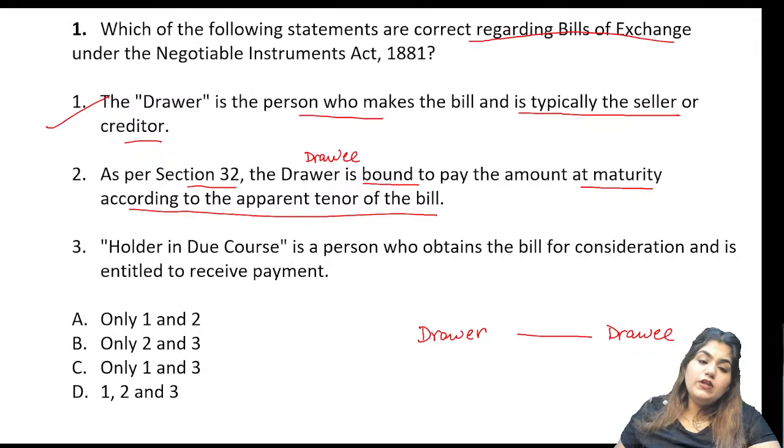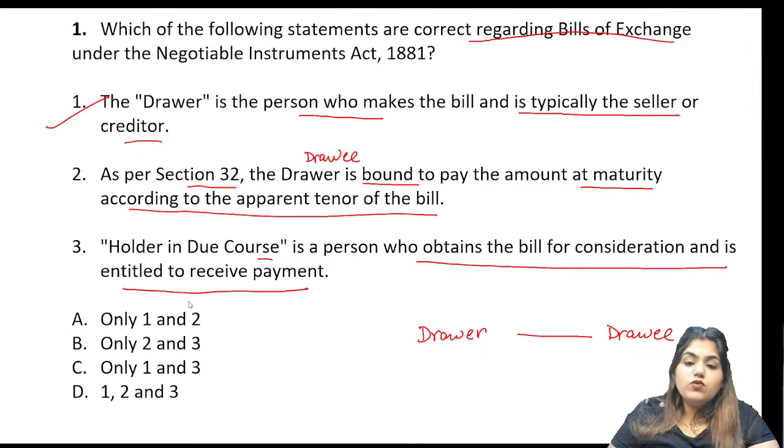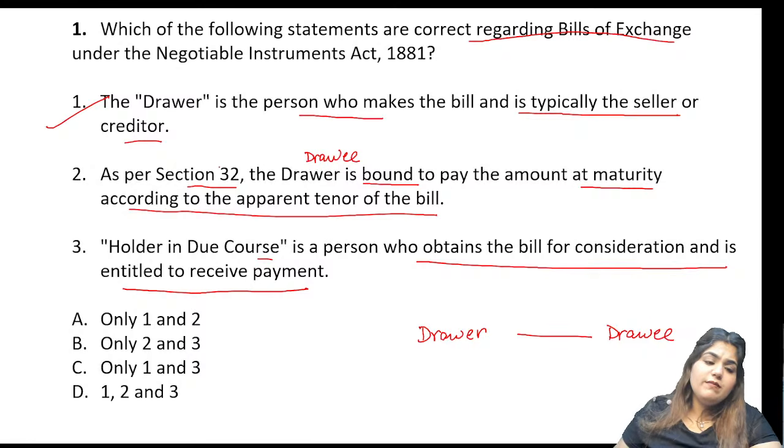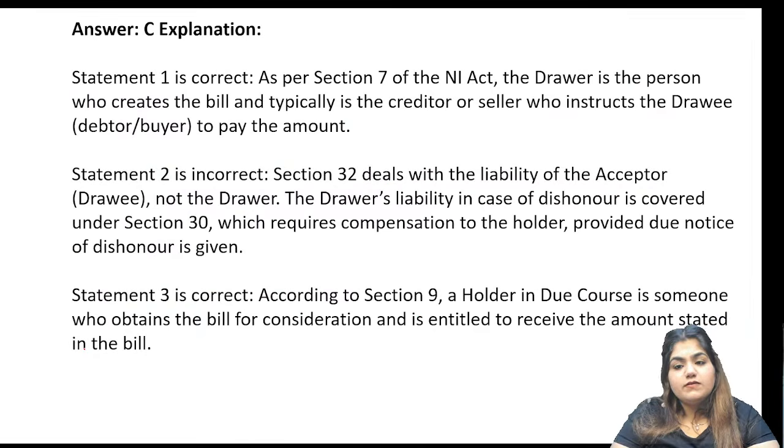Holder in due course is a person who obtains the bill for consideration and is entitled to receive payment. Yes, holder in due course is usually the bank. Holder in due course means the person who has paid for the bill. So statement number 3 is correct. That will give us 1 and 3, C, as the correct answer.